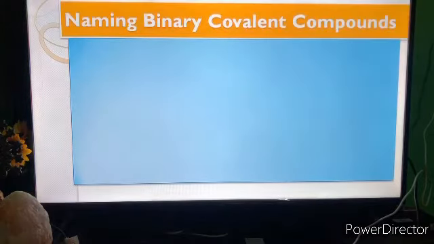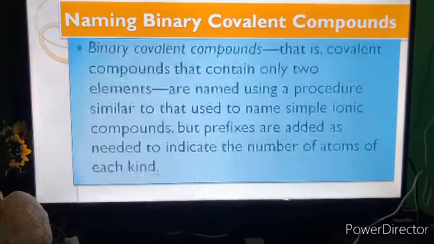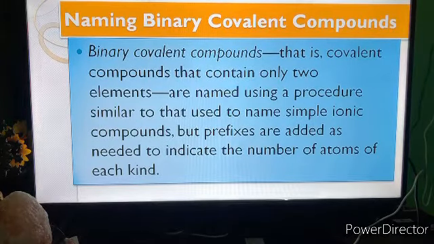Now, let us proceed to naming binary covalent compounds. Binary covalent compounds are compounds that contain only 2 elements. Let us compare them to binary ionic compounds. If binary ionic compounds are composed of 1 metal and 1 non-metal, binary covalent compounds are composed of 2 different non-metals. Binary covalent compounds are named using a procedure similar to that used to name simple ionic compounds, but prefixes are added as needed to indicate the number of atoms of each kind.